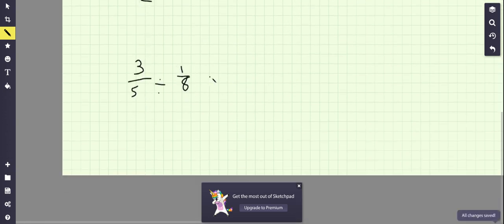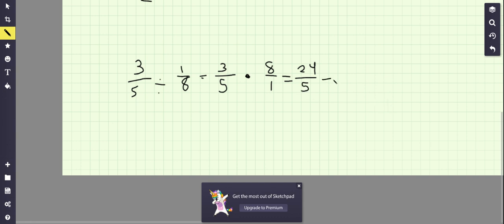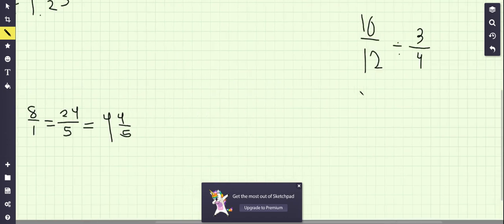Here's another one: 3/5 divided by 1/8. First, we keep the first fraction, change the operation to multiplication, and multiply by the reciprocal of the second fraction. Next, we just multiply regularly. 24 out of 5. 24 divided by 5 is just equal to 4 and 4/5. So that's our answer.